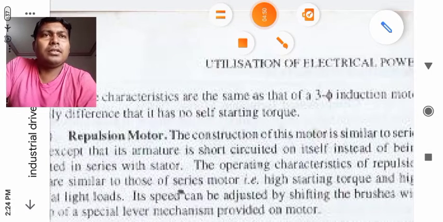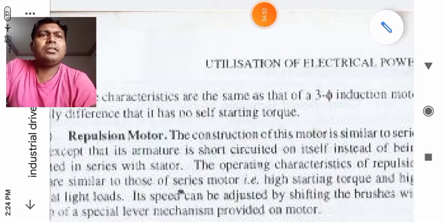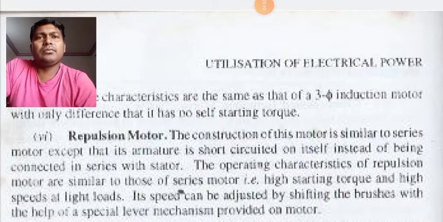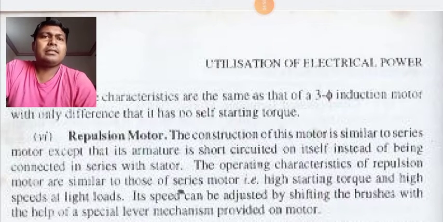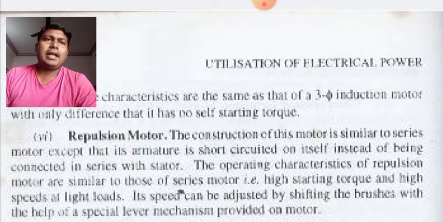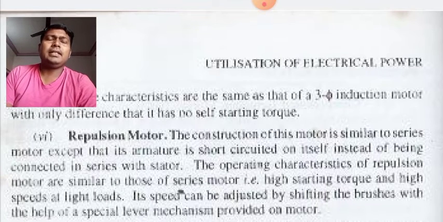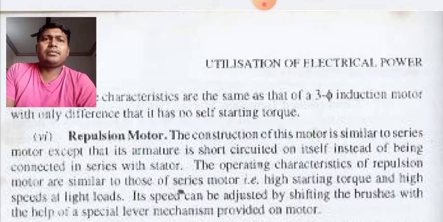Now the repulsion motor. The construction of this motor is similar to a series motor, except it is connected in series with the stator. The operating characteristics of the repulsion motor are similar to those of the series motor, that is, high starting torque and high speeds at light loads. Its speed can be adjusted by shifting the brushes with the help of a special lever mechanism provided on the motor.